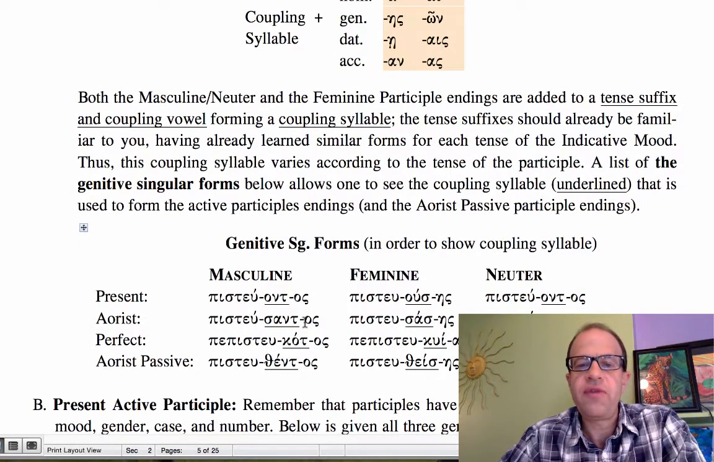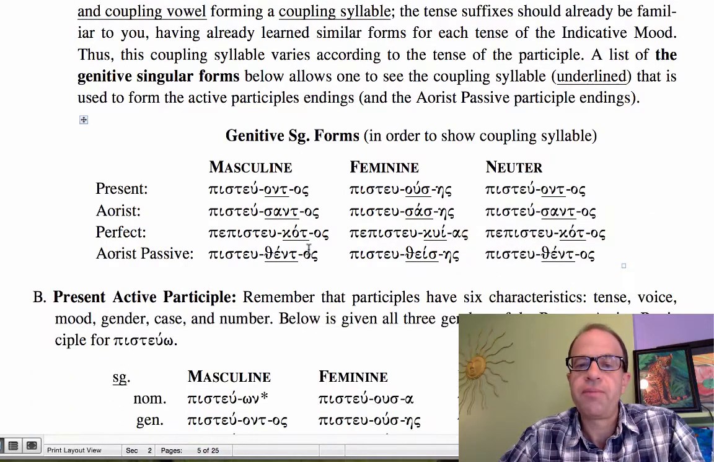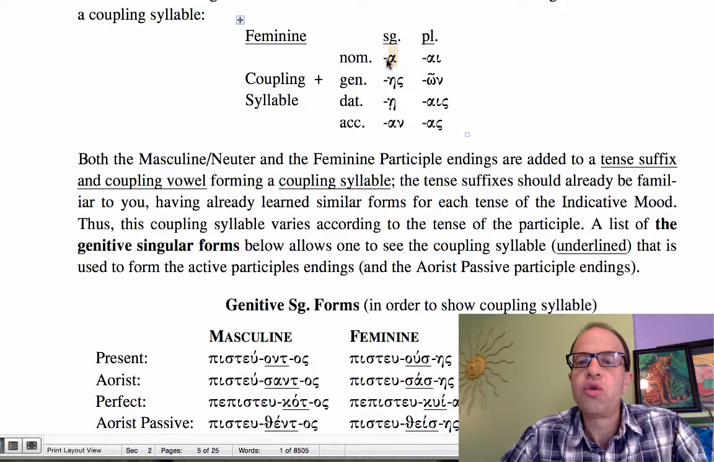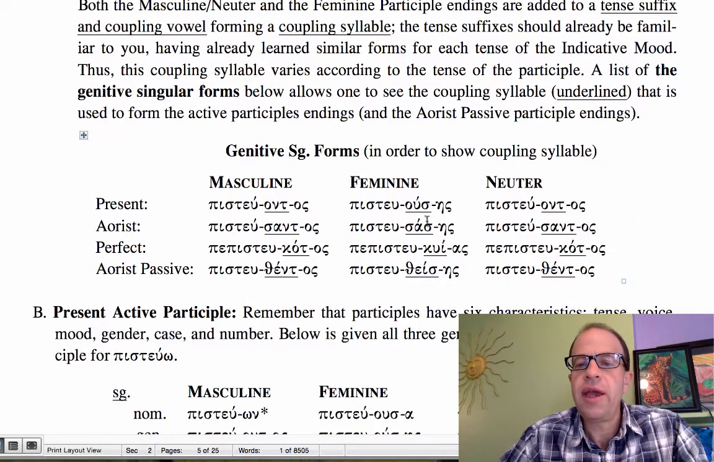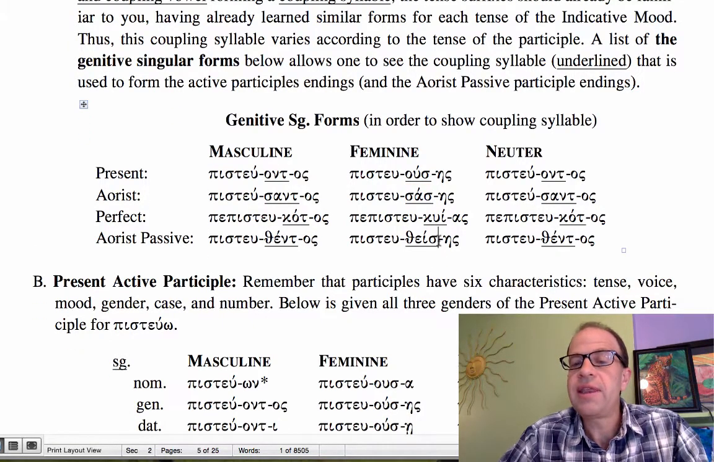So for the feminine coupling syllable, that'll vary depending on the tense. For the present tense, the coupling syllable is ous. So you're going to have ousa, ousēs, ousē, ousan, ousē, ousōn, ousais, ousas. Now the aorist is going to use a different coupling syllable, sas. The perfect active is going to use a different one, kui. And the aorist passive will use a different one, the.